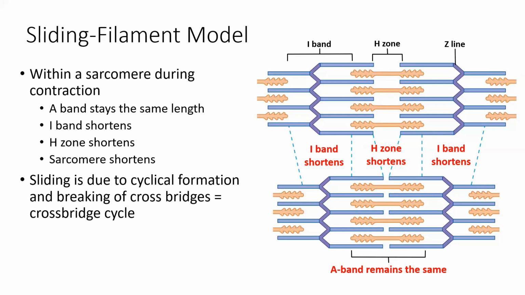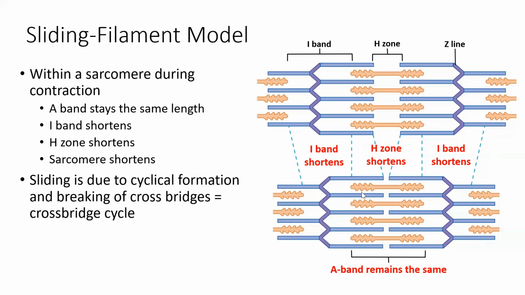So the I band shortens, the H zone shortens, and then we see the Z lines coming closer and closer together. So the Z lines are way out here in the relaxed sarcomere, and as we drag these actin filaments closer to the H zone, closer to the M line, the Z lines become closer to each other. All right.